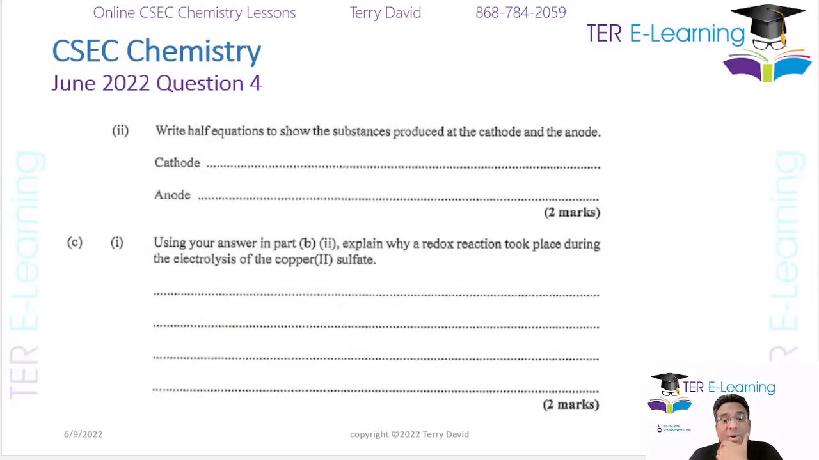Now, write half equations to show the substances produced at the anode and at the cathode. So this is one of those things that some students may have had a little trouble with, because they were trying to remember what's supposed to happen in this electrolysis reaction, right? What did you all put for that?